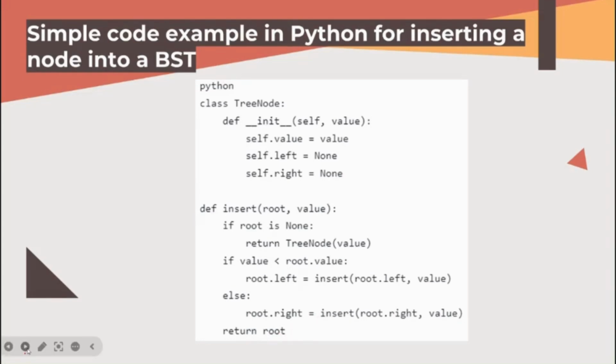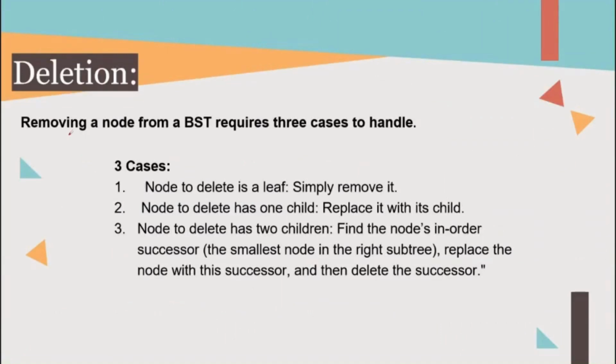Next, let's see how the deletion is going to take place. There are three cases in the deletion: if the node we are deleting is a leaf node, if the deleting node has at least one child, and if the deleting node has two children. If the node is a leaf node, then we can simply remove it, else we need to replace it with its child.